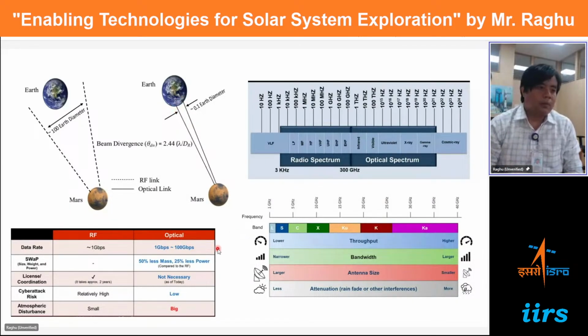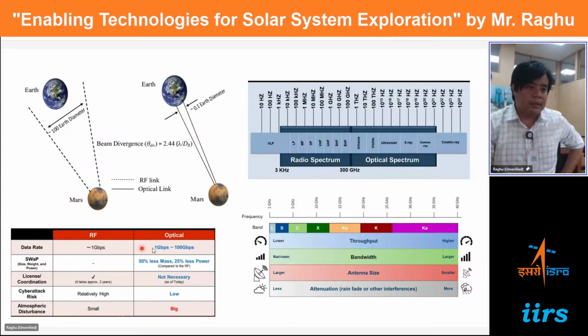Moreover, in optical communication, high data rate is there, and one term generally used in optical communication is called SWaP. That is size, weight, and power. So these are all less. Size almost 50% less in the mass, 25% less in the power.